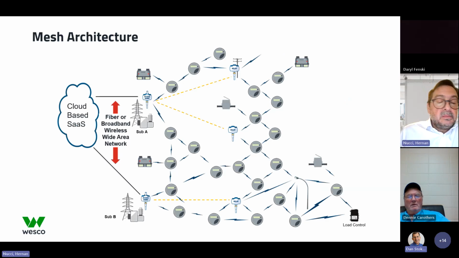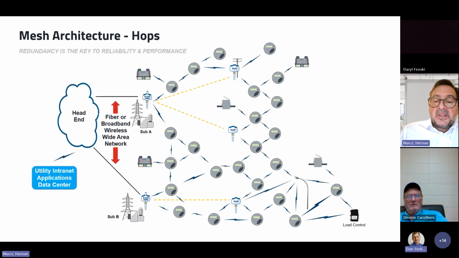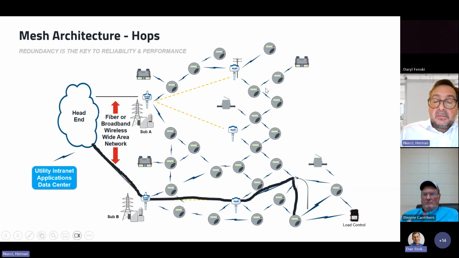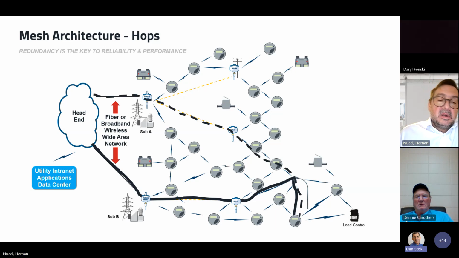So mesh system, you see all the meters talking to each other. Some meters accessing directly a router or an access point. And the information goes from this meter, in this case, to a street light control relay and finish in the head end. This is one of the paths. You can have a secondary path. It's not active, but it's a possible path.